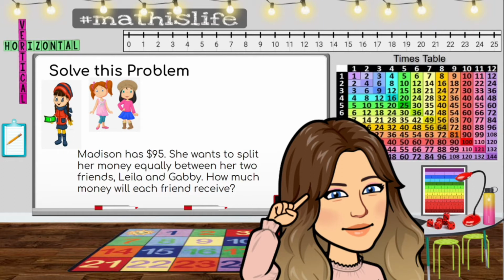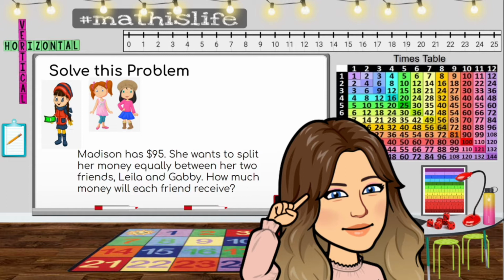Madison has $95. That's her total. She's splitting her money equally between her two friends, Layla and Gabby. How much money will each friend receive? So I'm seeing keywords here that lead me to think of an operation, but I want to see if you can come up with it.